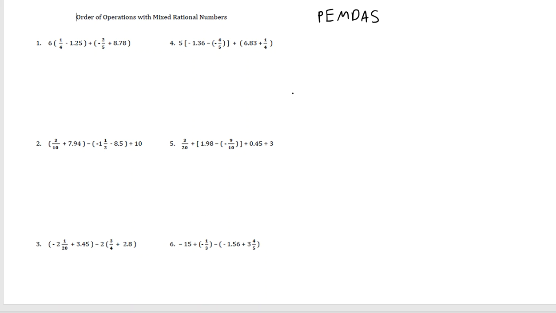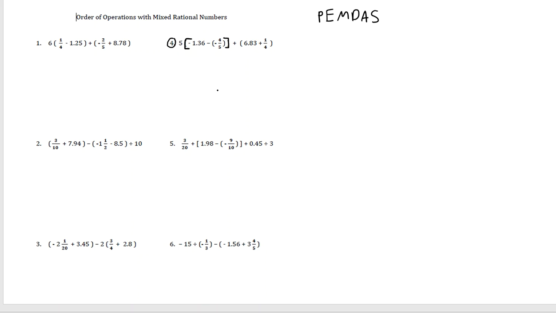Okay, these are a little bit trickier. I am going to do one of the ones with the brackets for you. When you have brackets in your problem, you work in the innermost grouping symbols first. So when we look at this, we have 5. This bracket is like a multiplication. Inside the bracket, we have a negative 1.36 subtract a negative 4/5. And then we have a positive parentheses 6.83 plus 1/4.